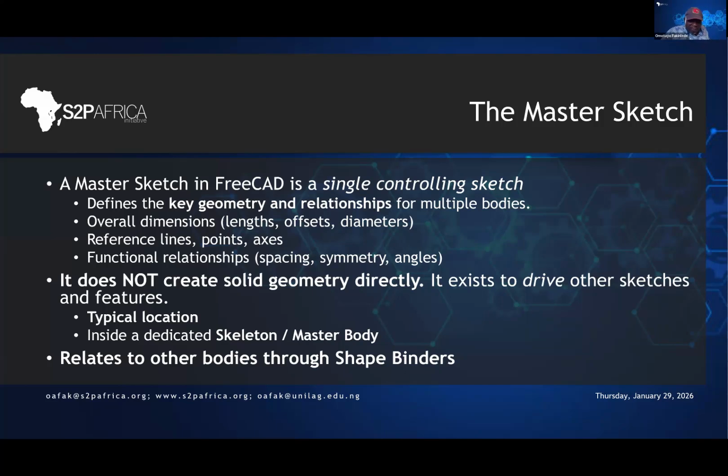When you invoke a shape binder, let us say you have 6 or 7 components. Each time you invoke a shape binder correctly in the component, you are connecting that component to the master sketch. And the things that are uniting them, once you change them in the master sketch, the shape binder will enforce that rule in all the components.